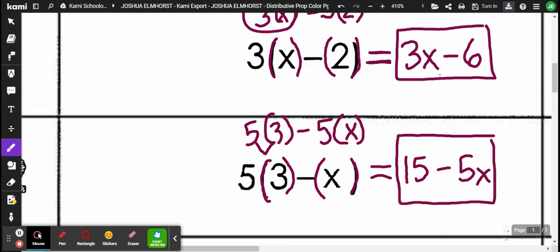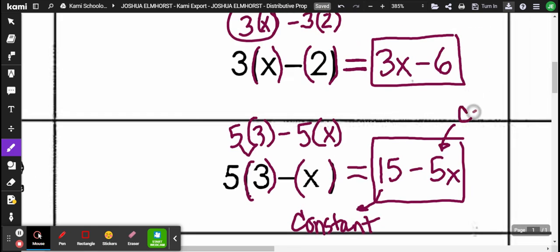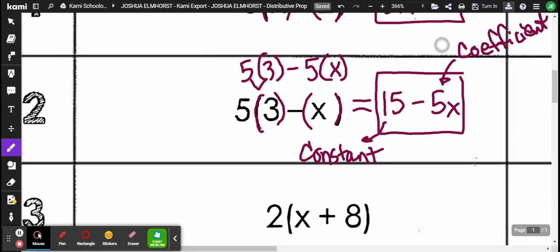Now, as a quick note, just to define and explain here, 15, this number is called a constant. And then the number in front of the variable that's multiplying the variable is called a coefficient. So coefficients multiply, constants are added or subtracted, and they are numbers by themselves.